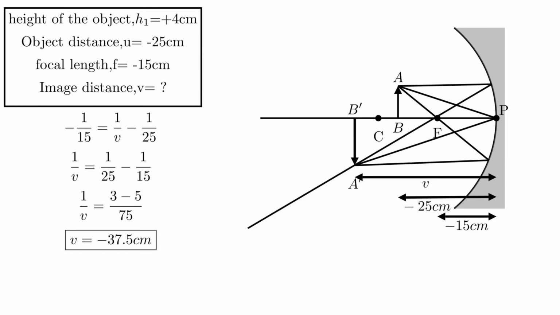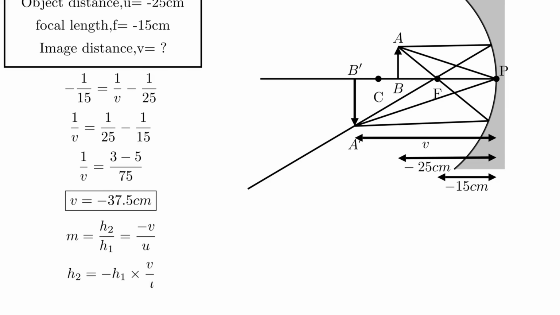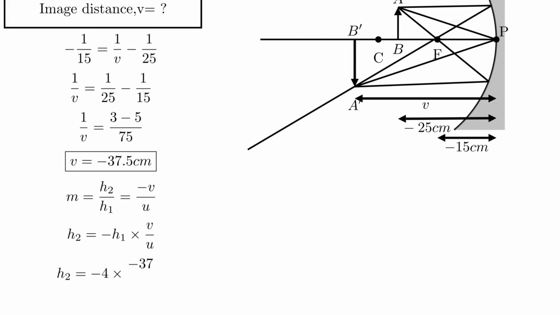To find the size of the image, we make use of the relation magnification equals h2 over h1 equals minus v over u. Therefore, h2 equals minus v over u multiplied by h1. On putting the corresponding values of v, u and h1, we get h2 equals minus (minus 37.5) over (minus 25) multiplied by 4. On simplification, we have h2 equals minus 6 cm. Negative sign indicates the image is inverted and negative magnification indicates that the image is real. Moving on to the next problem.